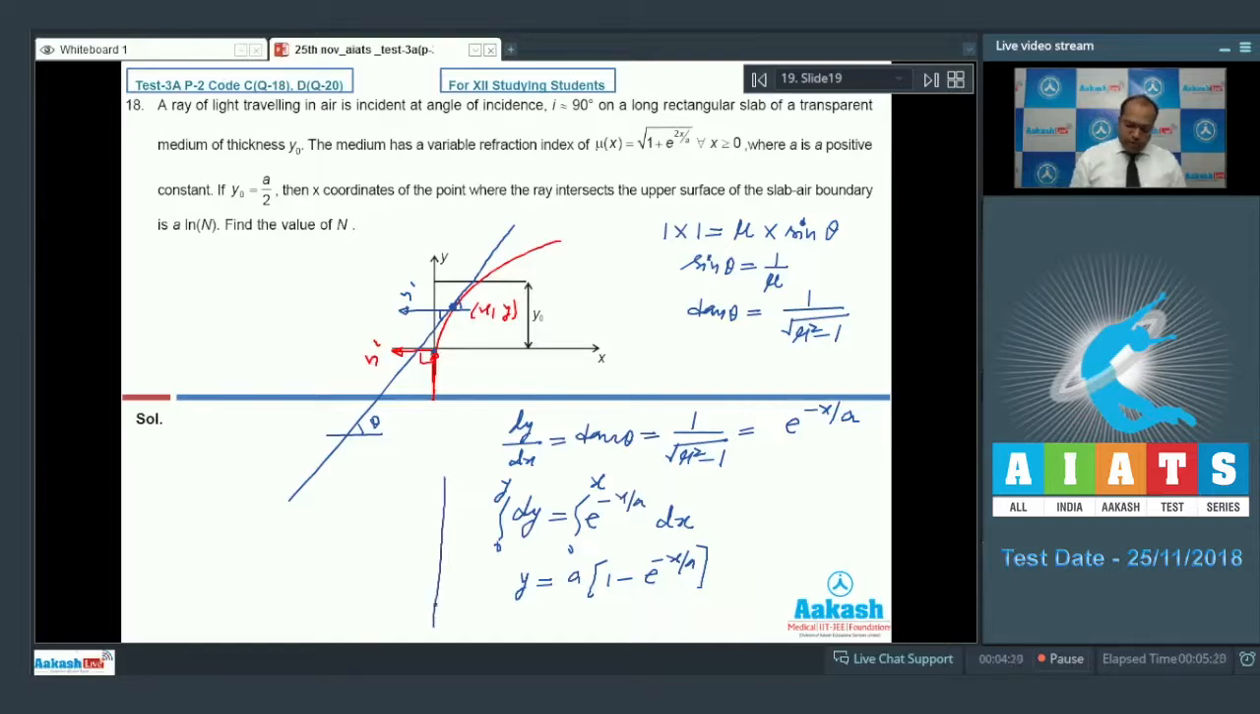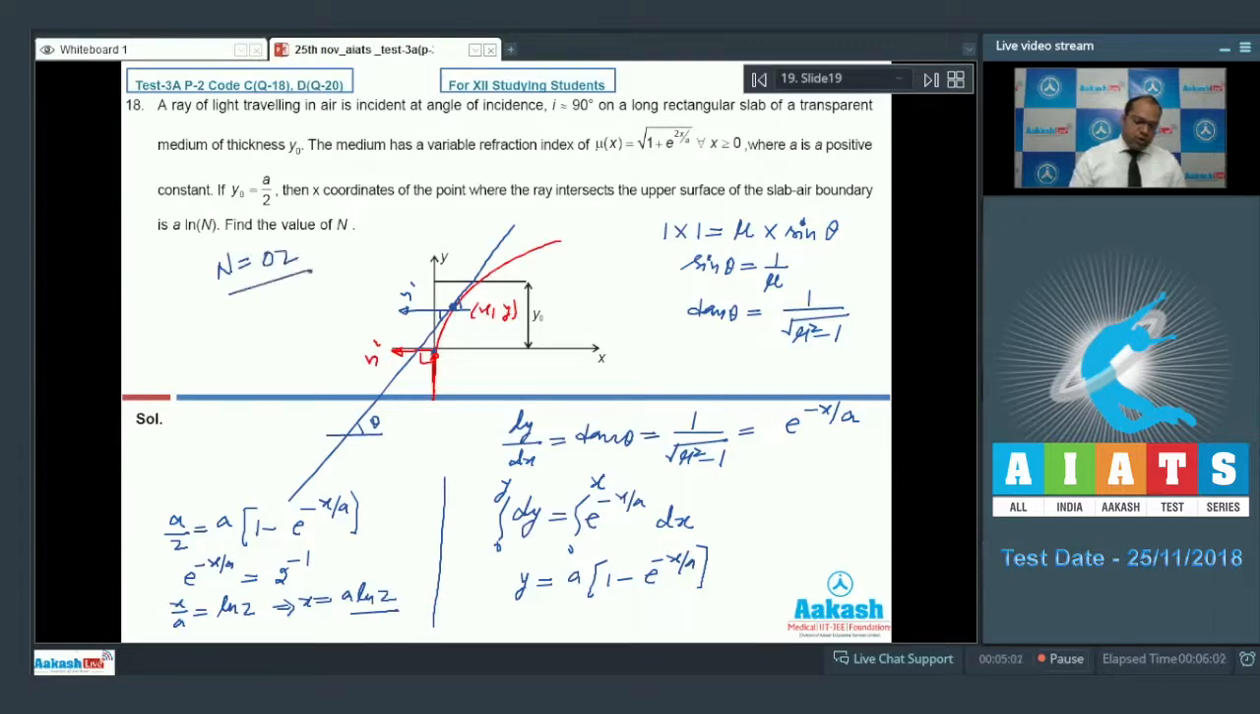In the question it is given that y0 is equal to a by 2, so if the value of y is a by 2, then at that moment what is the value of x? So a by 2 is equal to a into 1 minus e raised to the power minus x by a. On solving, we will get e raised to the power minus x by a is equal to 2 raised to the power minus 1. If I take ln, then I will get x by a is equal to ln 2, or x is equal to a ln 2. So if I compare, then the value of n comes out to be 2.